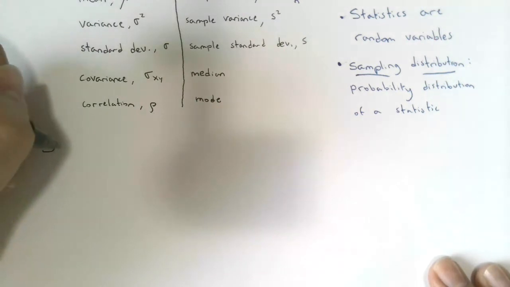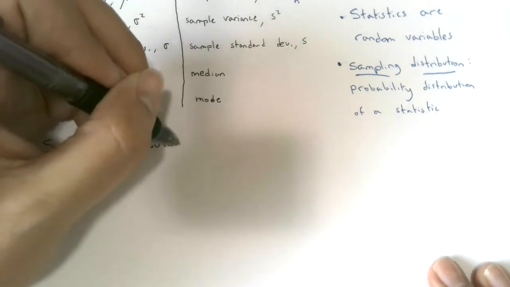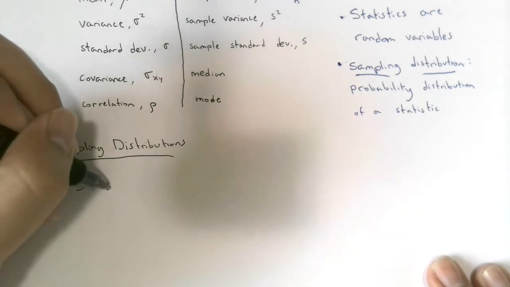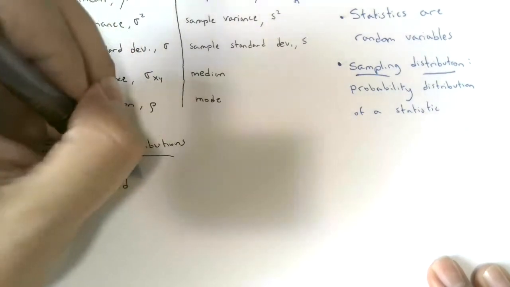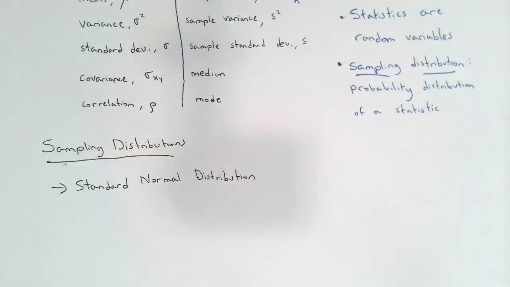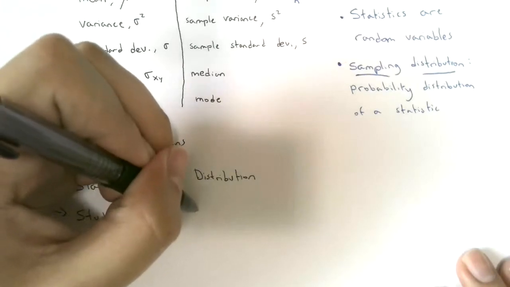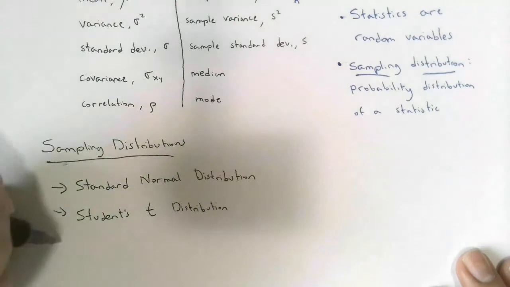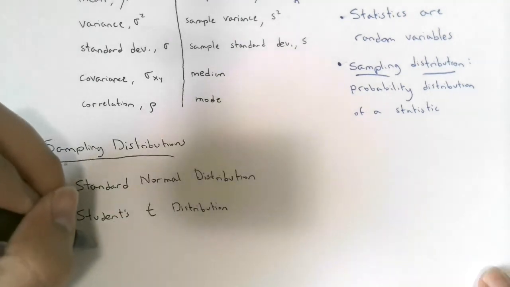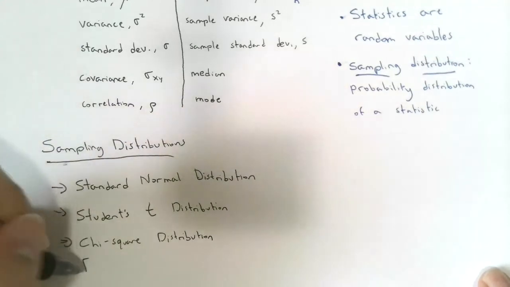So the four types of sampling distributions we're going to study in this class are the following. We'll be dealing with normal distributions, actually standard normal distributions, which we've already dealt with before, but we're going to revisit. And three others that we haven't really covered. We're going to be dealing with the student's t distribution, the chi-square distribution, and the F distribution.